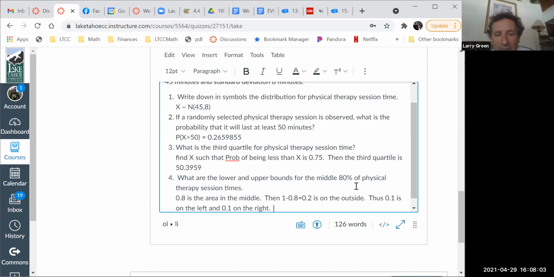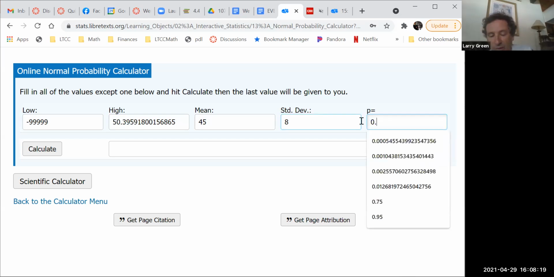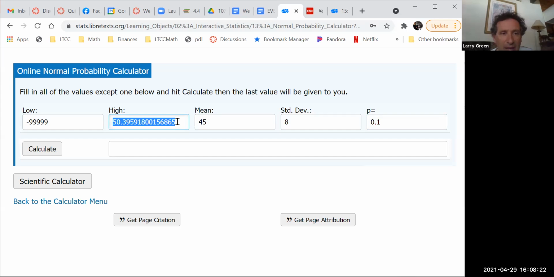All right, so now let's go get the bounds. We know that 0.1 is on the left, so that means we want the 10th percentile. We do exactly the same as what we just did, except instead of P being 0.75, we let P be 0.1. And we let the high be blank. And I hit calculate. And I get about 34 point. Let's do a bunch of decimals. So that is our lower bound. Let's write that out.